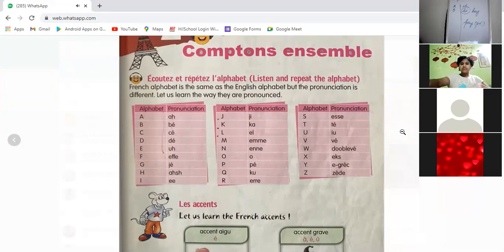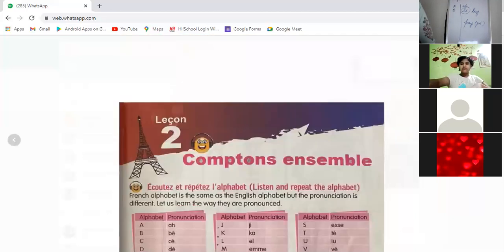Okay, till then, for those who have done, let me share a video with you of these French alphabets. Can I remove the screen? Yes, ma'am. Everyone has done?